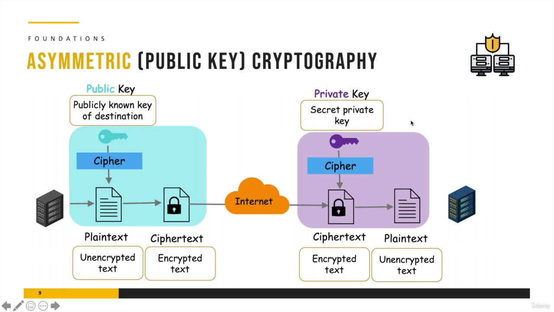But if the flow is the other way around, if the destination is encrypting a document using the private key, then it just means that it's telling people that I have signed this document, because everybody can decrypt this document using the public key. This is public knowledge, right? So in this case, we're not talking about confidentiality or secrecy.